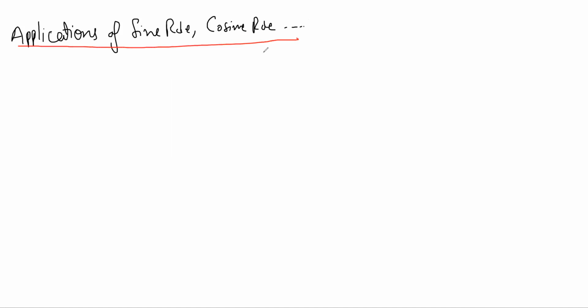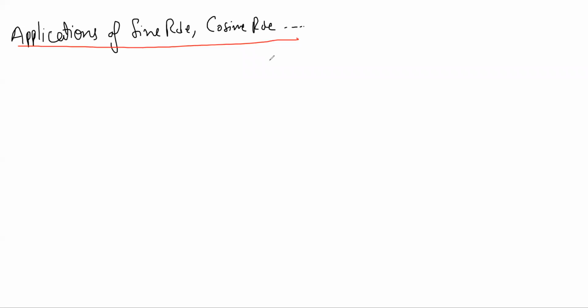Okay. So applications of sine rule, cosine rule, and so on. No problem, we'll try to do something. So, as we have seen, the sine rule and cosine rule are very useful to relate the lengths with the angles.